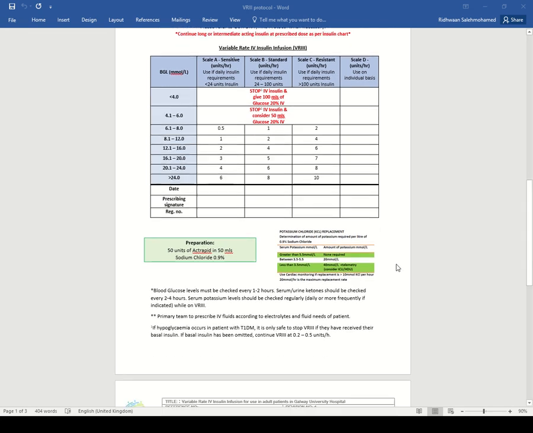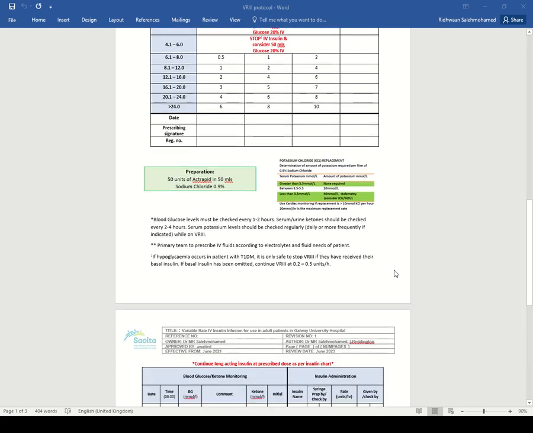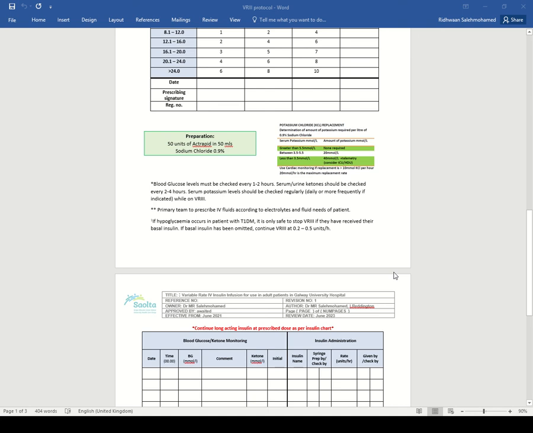There's a brief indication of how to prepare the insulin infusion and potassium replacement should it be required. The warning at the bottom covers how often blood sugar should be tested, how often ketones need to be tested, and regular check of potassium is recommended. The primary team is expected to prescribe the IV fluids according to the patient's needs. Should there be hypoglycemia in a type 1 diabetic, the recommendation is only to go to a minimal rate if the patient has not received their basal insulin.